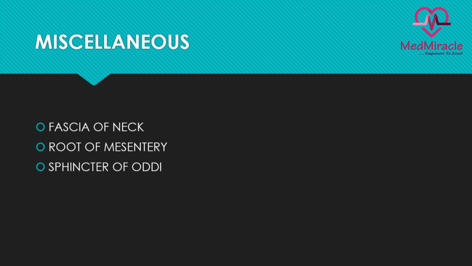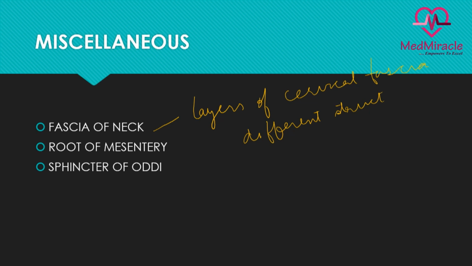We will come to the few miscellaneous topics that are very frequently asked in competition exams, like the fascias of the neck, the different layers of cervical fascia, and the different structures present in various compartments formed by these cervical fascia are very important for all competition exams.